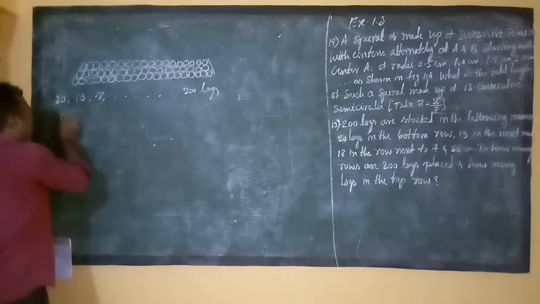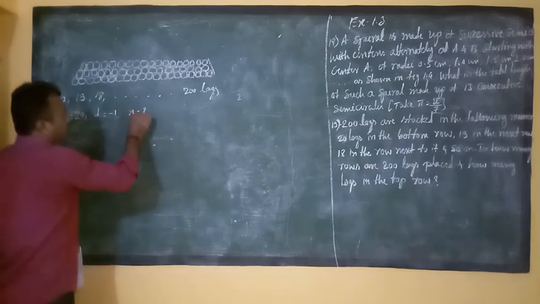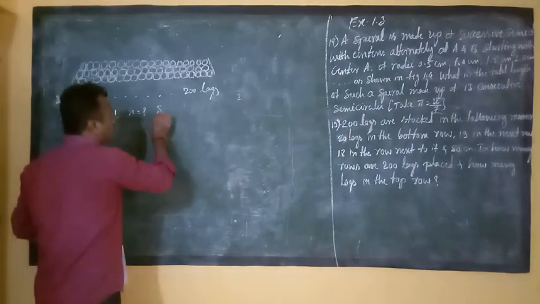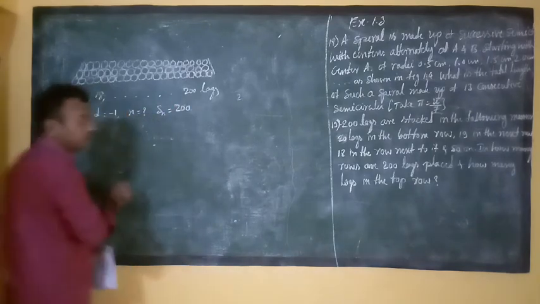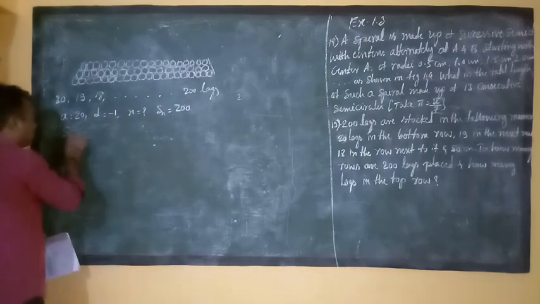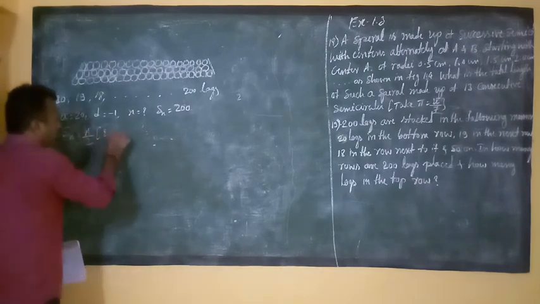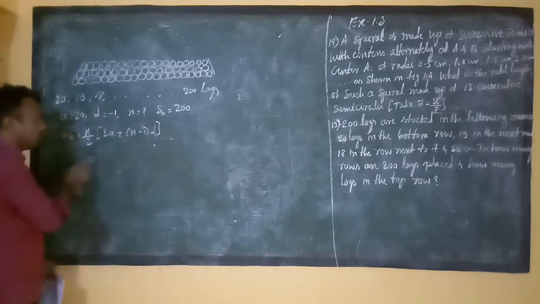So firstly, a is equal to 20, the first term, and d is equal to 19 minus 20, which is minus 1, and n we have to calculate. I don't know how many rows there are. And Sn, the total number of logs, is 200. Now Sn is equal to n by 2 into 2a plus (n minus 1) into d. So we have to calculate the number of rows first.